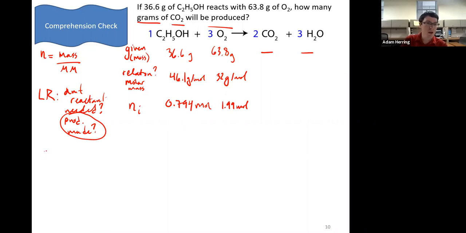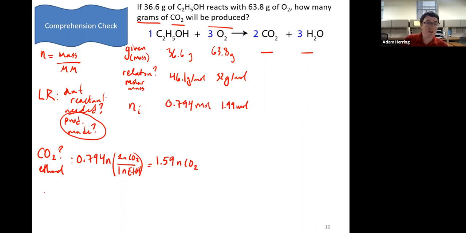So how much CO2 would be made if we used up all of our ethanol? To make that calculation, we take the amount of ethanol that we have and we multiply by the ratio. 1 mole of the ethanol produces 2 moles of carbon dioxide. That would be 1.59 moles of carbon dioxide produced.